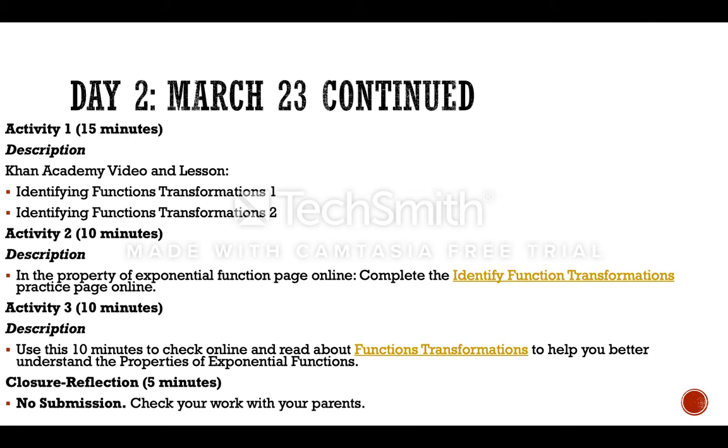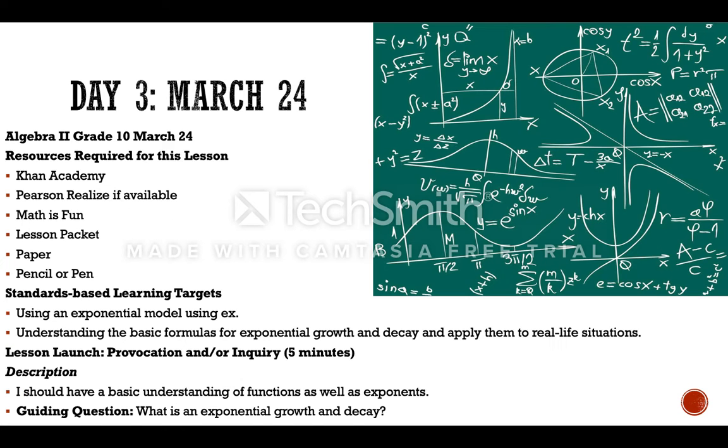Then the activities that you need to do: first, watch a video on Khan Academy which identifies function transformations, parts 1 and 2. Then complete the Identify Function Transformations practice page online. Then use the last 10 minutes to check online and read about function transformations to help you better understand the properties of functions. There is no submission of this work. You have to check your work with your parents.